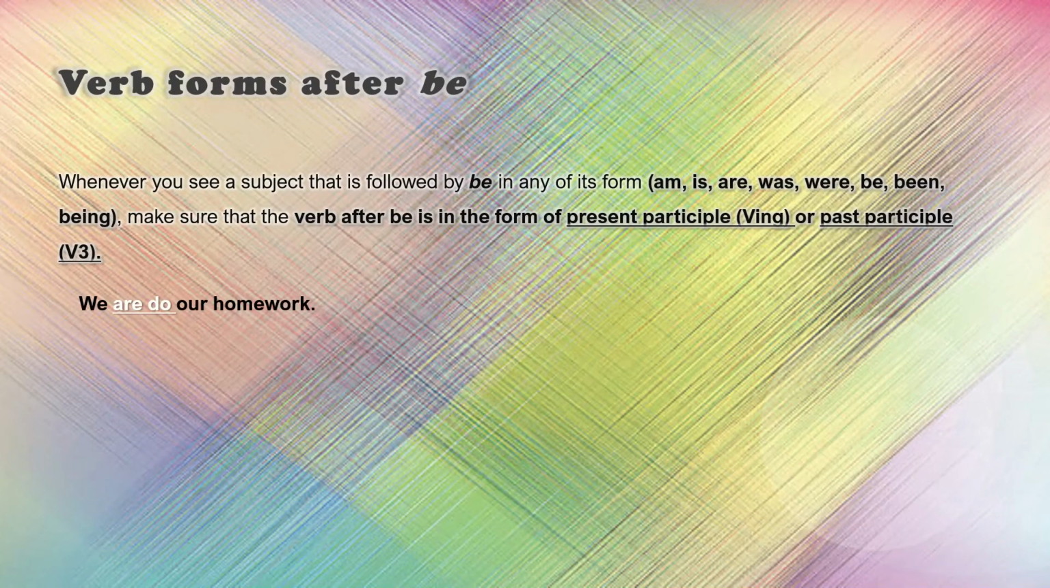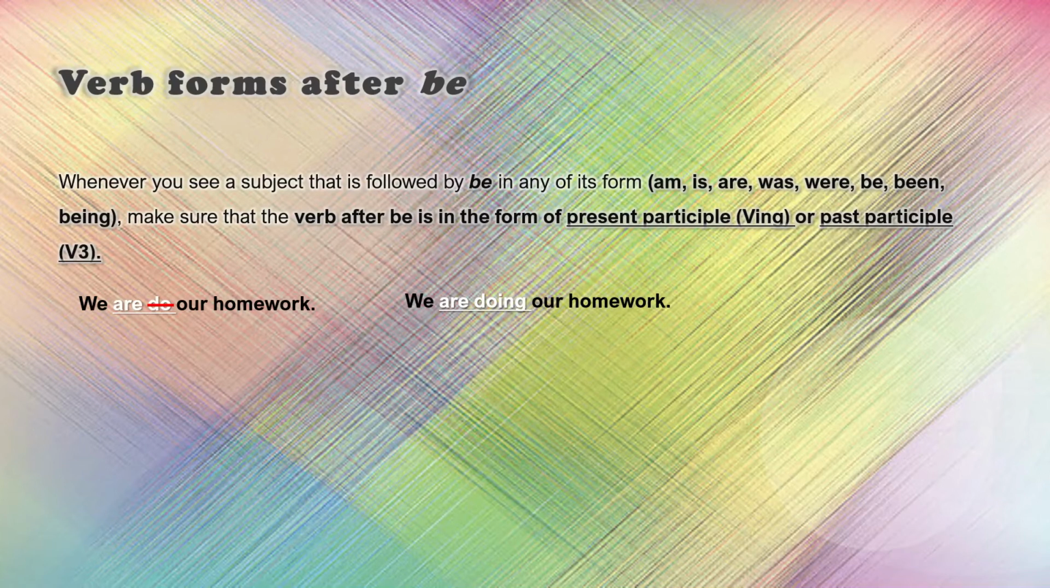"We are do our homework." Is it okay? No, of course not, because after are, it should be verb ing or verb 3, but this one is verb 1. It's the base form of the verb. Therefore, it's just incorrect, and this one is the correct one. After be, you need to put verb ing or verb 3, but verb ing is okay.